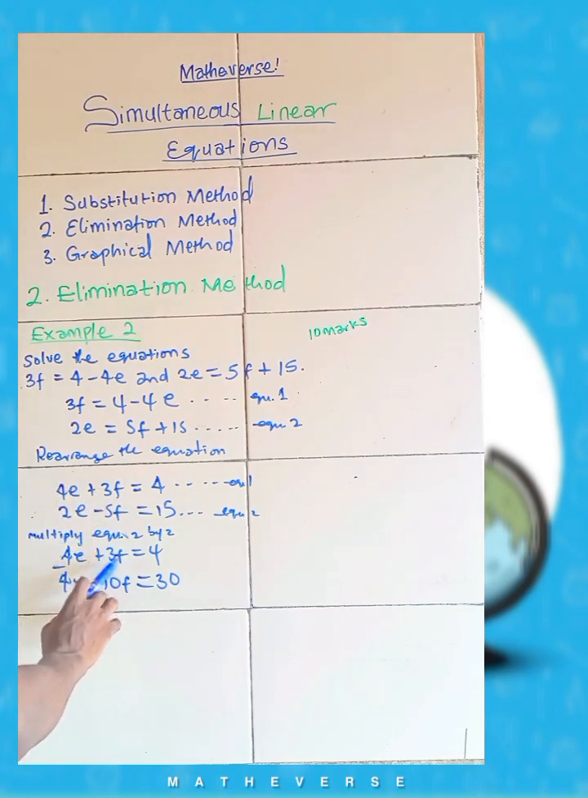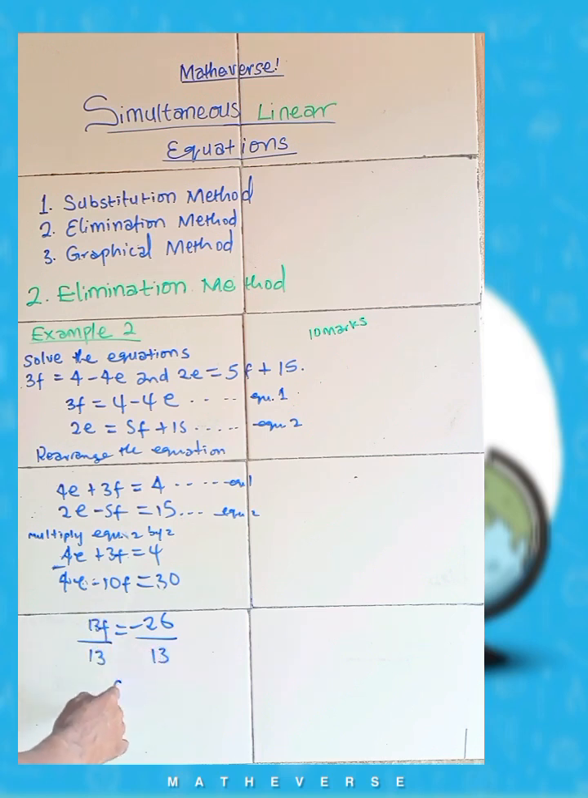Now, plus 3f minus minus 10f. Take note. Plus 3f minus minus 10f. Minus times minus is plus. That is plus 3f plus 10f. That is plus. So it will be 13f. This one will be 13f equals 4 minus 30. What would that give us? That will give us a total of negative 26. Right? Because 4 is smaller than 30. So we divide both sides by 13. We'll get f is equal to negative 2.